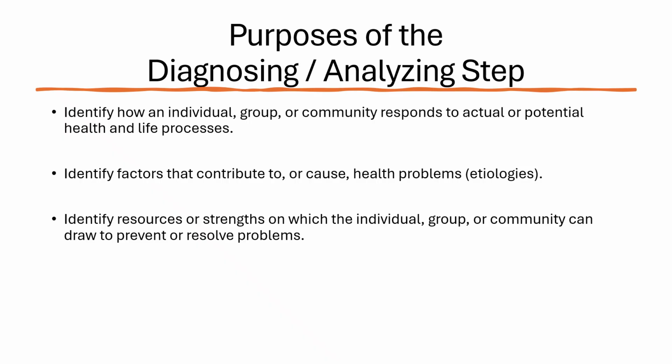You're also looking at what's causing or contributing to the problem. These are the etiologies. And you're also looking at what strengths or resources the patient has that can help them cope or recover. This phase, again, is sometimes called analysis. That's what we mostly refer to this stage now in the nursing process, because you are interpreting the data you've collected. You're identifying patterns, making connections, and deciding what needs attention.